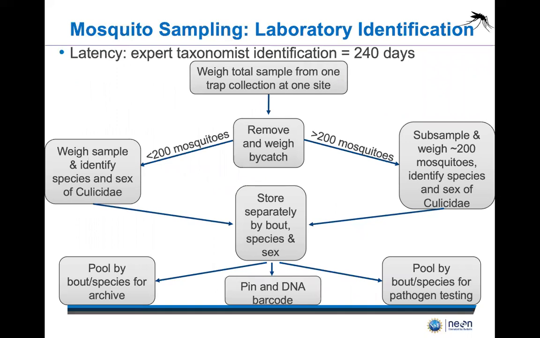All captured mosquitoes are then sent to an expert taxonomist for identification. And the key thing to understand about these data is that sometimes the identification data represents subsamples from the overall trap collection. So anytime more than 200 mosquitoes are trapped, a subsample that contains about 200 mosquitoes is selected, weighed, and identified so that the total numbers and the ratios of species can be back calculated as needed. And then at the very end of the season, we send instructions about which mosquitoes should be prioritized for testing and which should be archived or pinned.